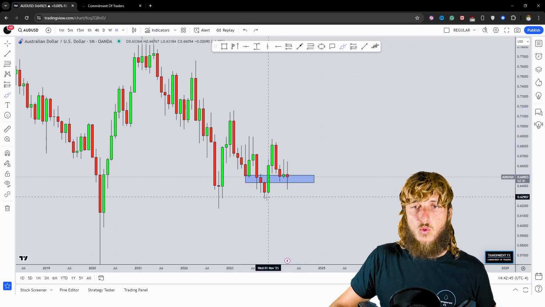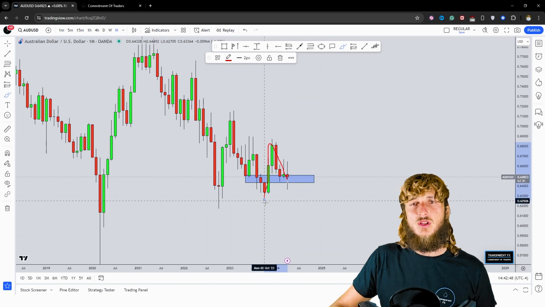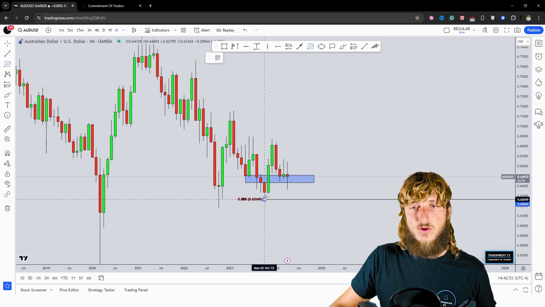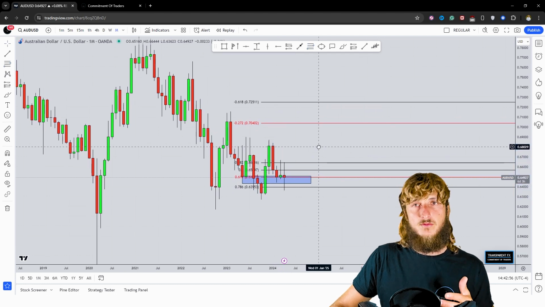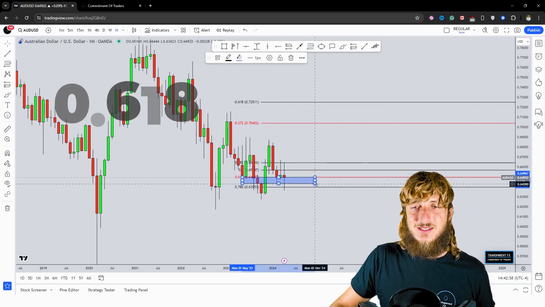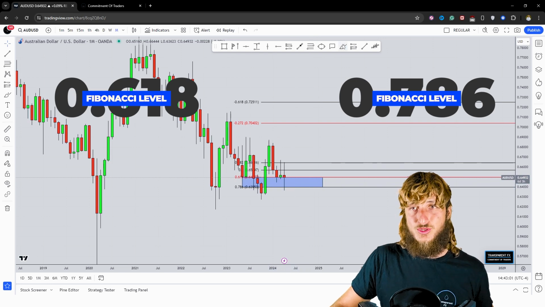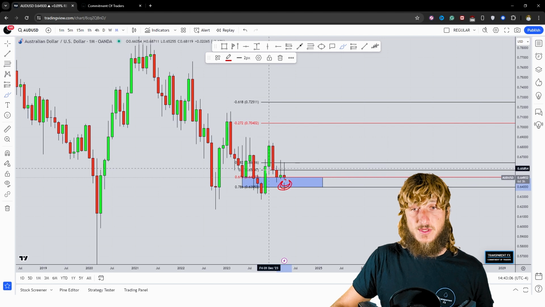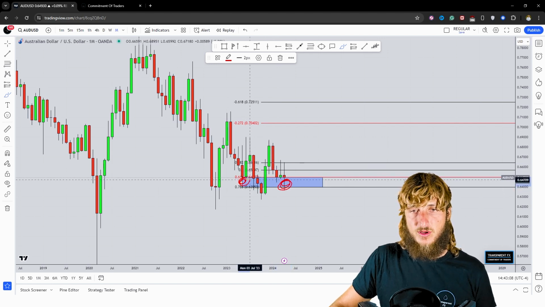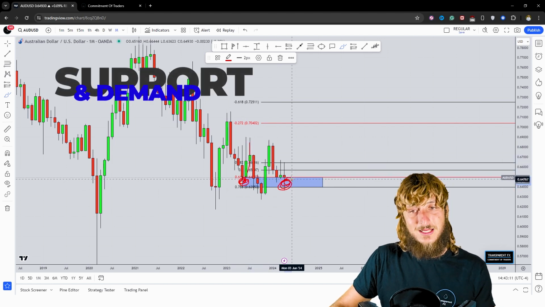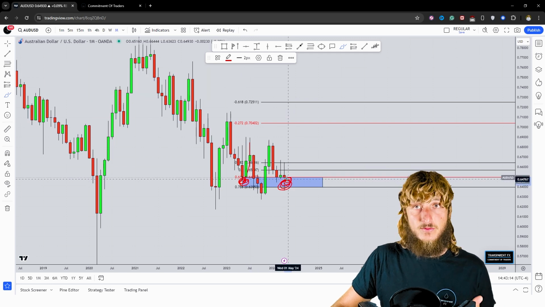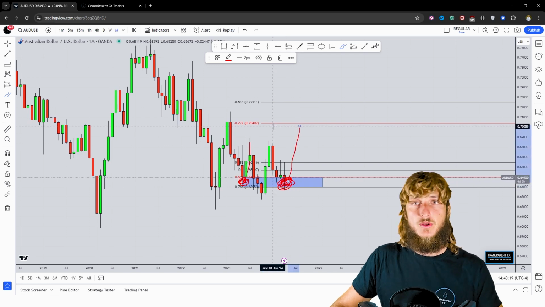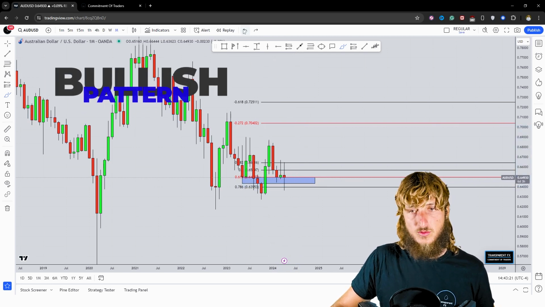We can also notice how we have a quite strong impulse and correction. And in general, after an impulse, if you want to measure the correction, you have to take your Fibonacci from the low to the high of the impulse leg. And if we do that, what we can see is that we have the 0.618 and 0.786 Fibonacci retracements, so two quite important Fibonacci retracement levels lining up exactly with this previous level of support and demand, which is currently still acting as support and demand, therefore creating a confluence of support exactly inside of this zone, which we could expect this market to potentially reject to the upside.